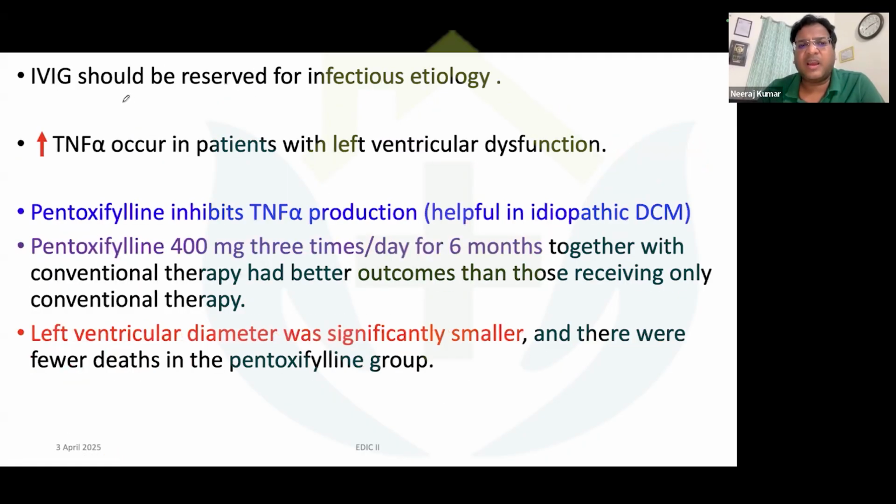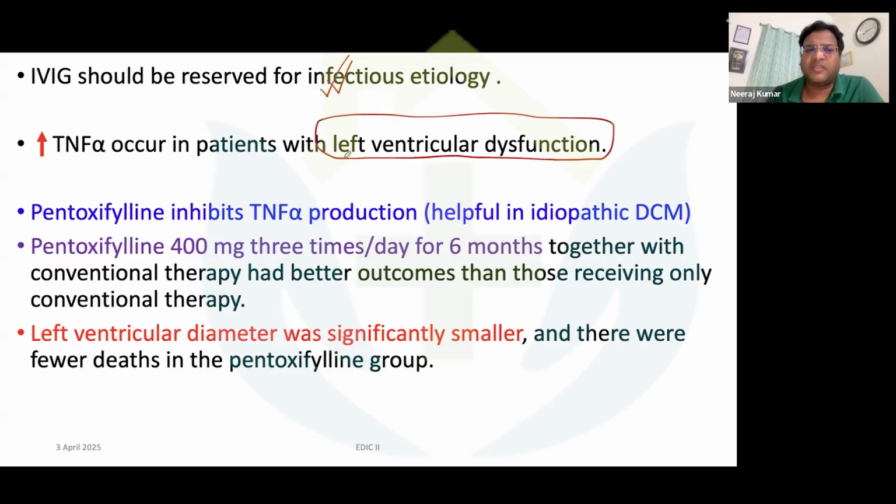Now, another option: IVIG should be reserved if the patient has some infectious etiology. For infectious etiology PPCM, you can give a trial, because in many patients with poor left ventricular dysfunction, the chances of TNF alpha increase are higher. That's why TNF alpha inhibitors like pentoxifylline can be used for idiopathic dilated cardiomyopathy, because idiopathic dilated cardiomyopathy mostly has a viral, inflammatory, or infectious origin.